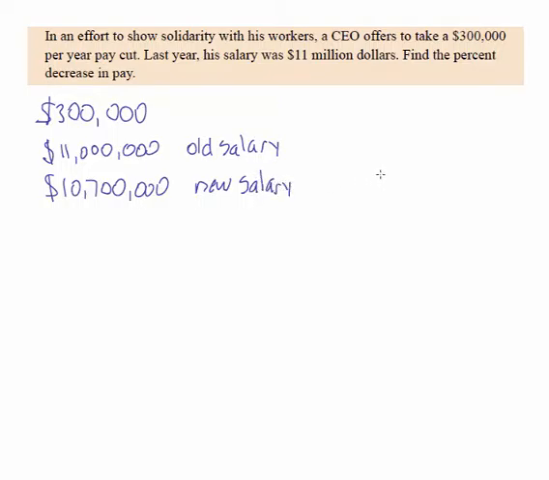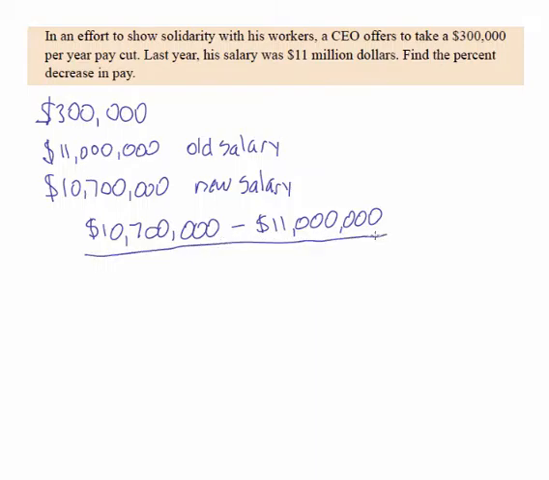The reason I spelled these out is because this gives me an opportunity to review the standard procedure for finding a percent increase or percent decrease, which is to take the new amount minus the old amount and then divide by the old amount. So in this case, we have our new amount, which is $10,700,000. We will subtract off the old salary, which we know is $11 million. And we will divide by the original amount, or old salary in this case, which again is $11 million.